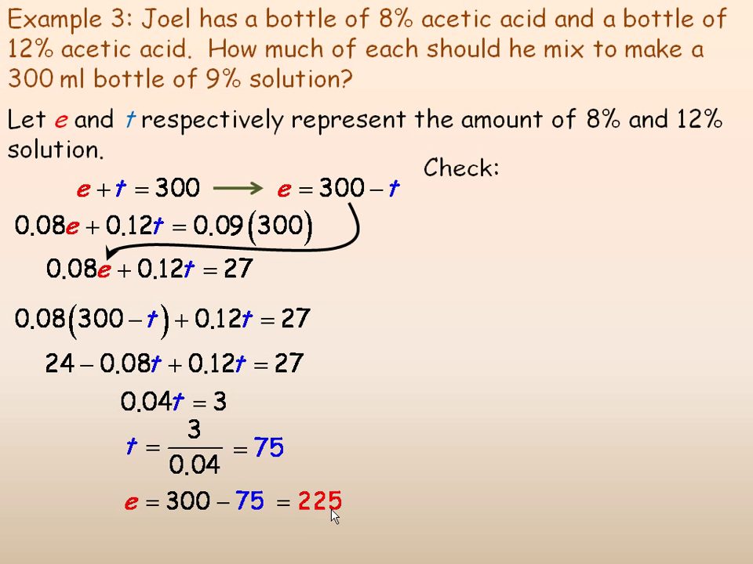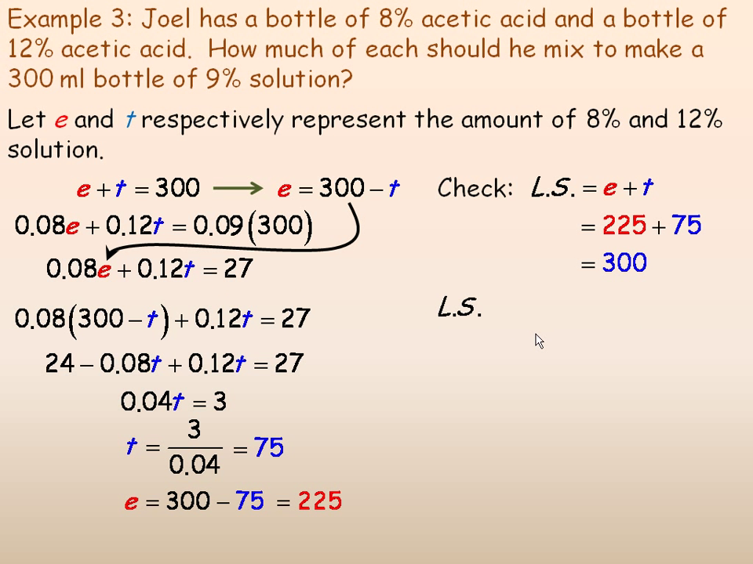So to check, he's supposed to end up with 300 milliliters of this acetic acid solution. So the E plus T should add to 300. So 225 and 75 of course do add to 300. So that part checks. Now the second part is the amount of acid he ends up with.